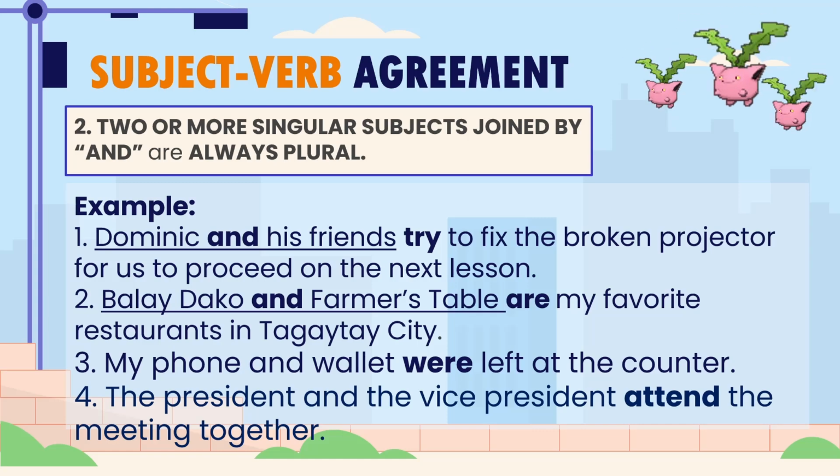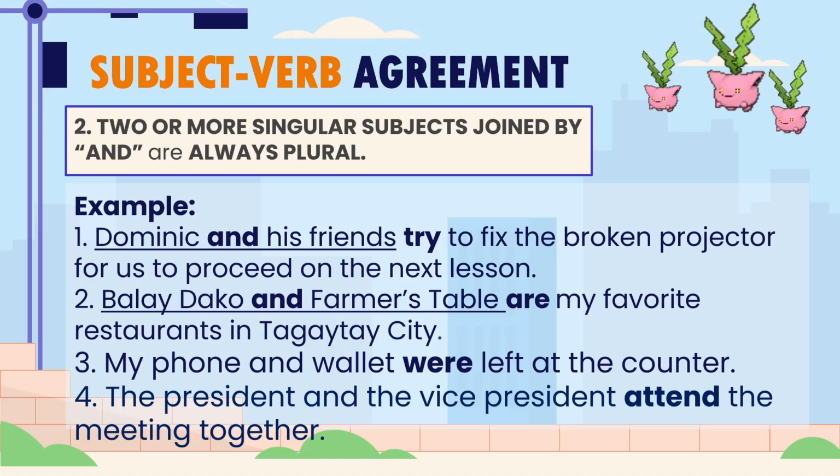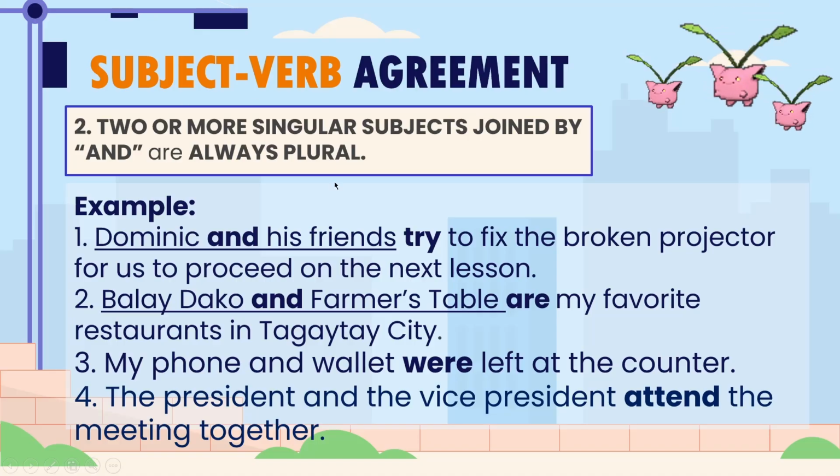Again, so our two singular subjects here joined by the word and will take a plural verb. Since si Dominic and his friends ay hindi naman sila related to each other or si Dominic and his friends ay magkaiba, so basically, lagi natin siyang iti-take as plural. Kaya gagamit tayo ng plural verb. Okay? Again, kapag plural yung verb, yung base form lang ng verb, walang babaguhin.